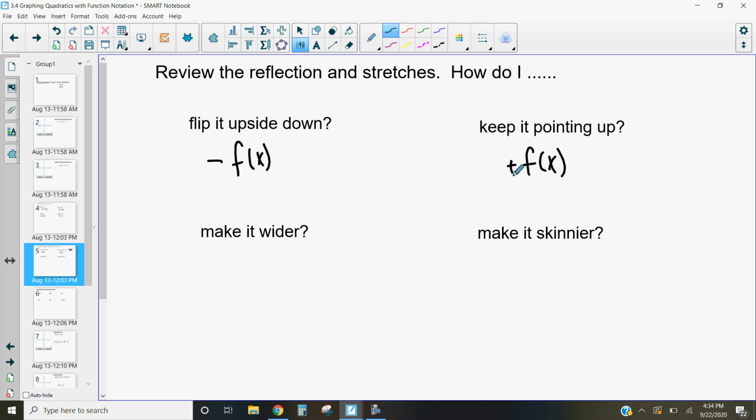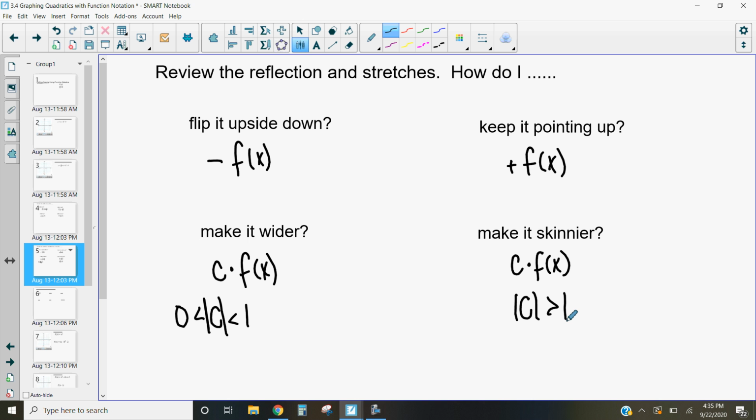If we want to make it wider, then I'm going to put a c in front. I'm going to do some number times f of x, under the condition that c is less than 1 and bigger than 0. So it's going to be somewhere in there. It's going to be a fraction, and I want the absolute value of that. Then to make it skinnier, I'm still going to multiply some number times our function, but that number needs to be bigger than 1. That'll make it skinnier.